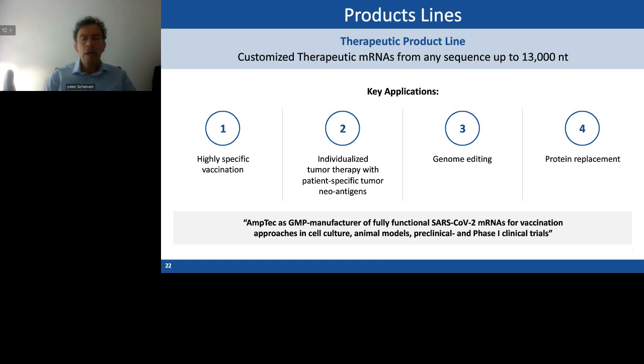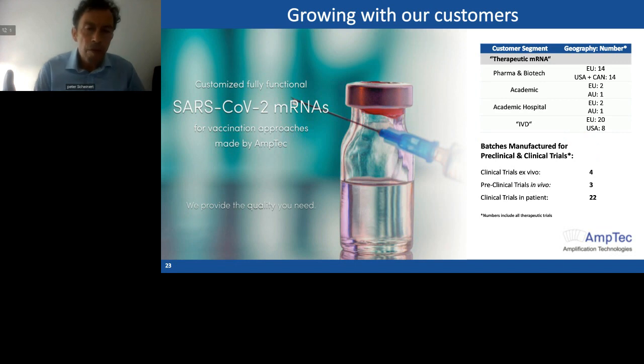And we are also happy in that regard that we are offering customers a fast-track service for gene manufacturing of fully functional SARS-CoV-2 mRNAs for vaccination approaches in cell culture, animal models, preclinical and phase 1 and also clinical trials. This is certainly for us also a very exciting field, and we have also, of course, a lot of requests in that regard. On the next slide, you can see that we were, throughout the years, growing with our customers.